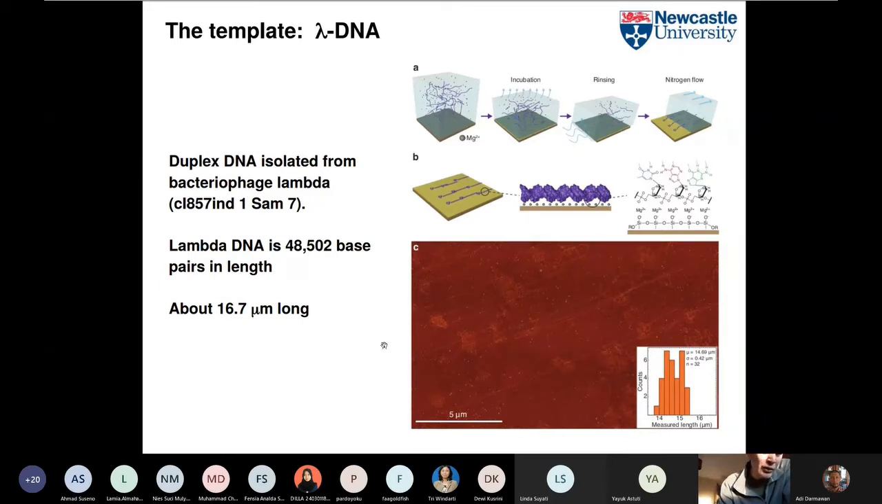And the other important thing about DNA as a template is it's a very stiff polymer. Most synthetic polymers are too flexible and they exist in solution as a random coil, and if you were to template on those, you end up with a particle instead of a nanowire. So we need something that's relatively stiff. It doesn't coil up too much.